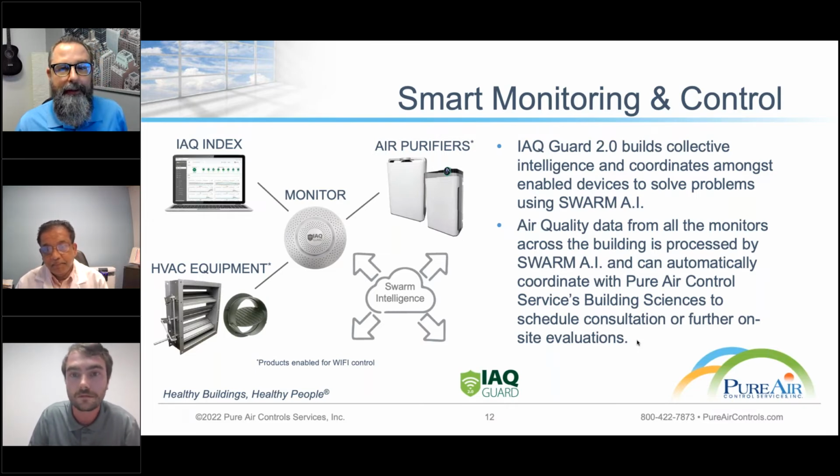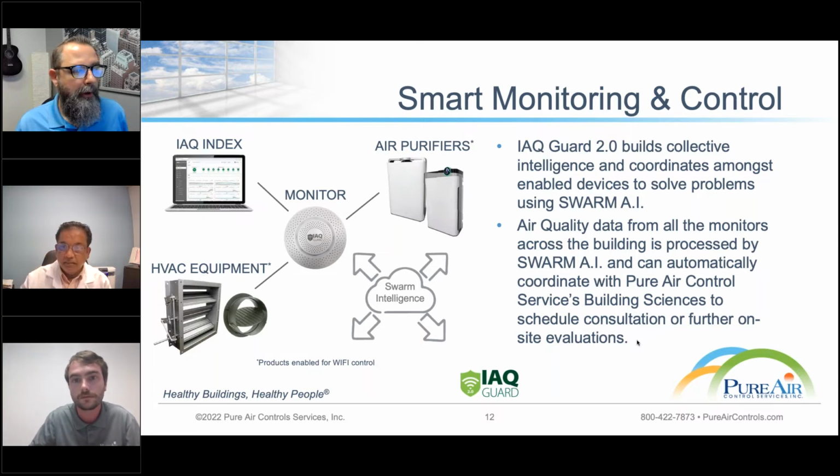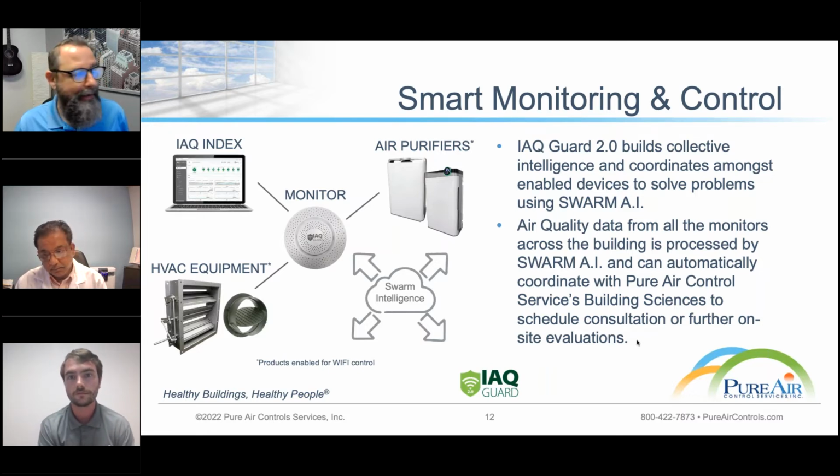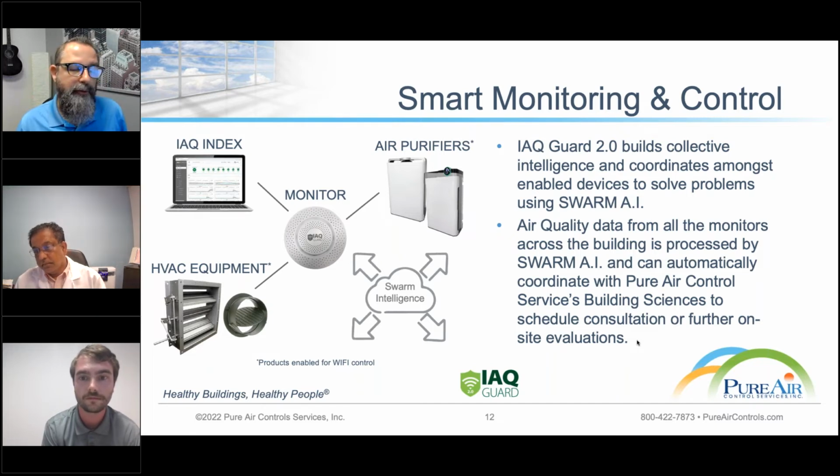Now, one thing that the IAQ Guard 2.0 does to take it to the next level is that it offers smart monitoring and control. So not only do you hook up the air quality monitors to this Internet of Things dashboard, but now you can hook up Wi-Fi enabled air purification devices, upper air UV. You can even hook up certain kinds of HVAC equipment or exhaust fans that have this Wi-Fi protocol to create what's called a swarm AI, or swarm artificial intelligence.